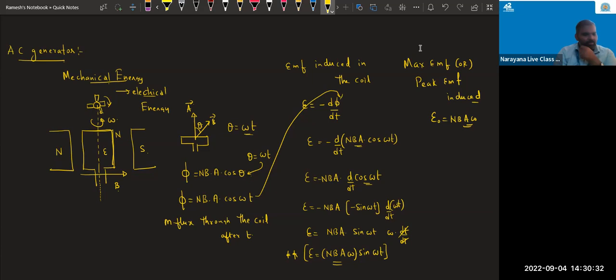This is the total velocity of the man. The velocity of the man with respect to the escalator, and the escalator velocity in the same direction. So VE plus VM.